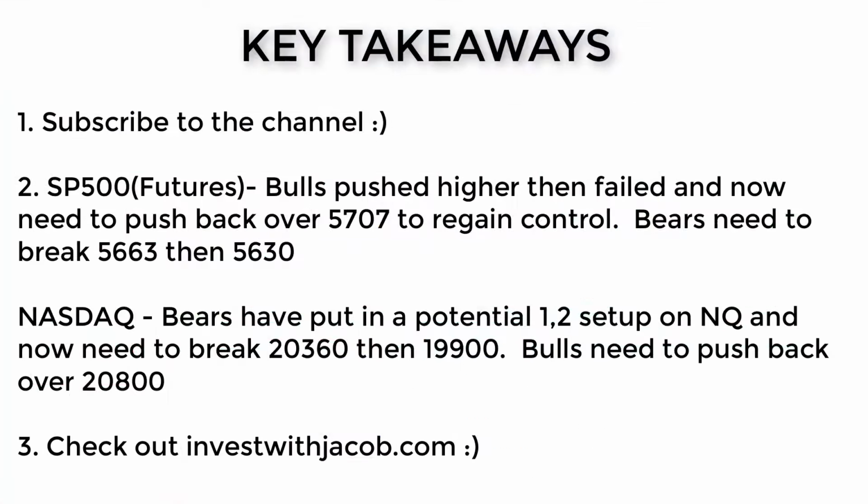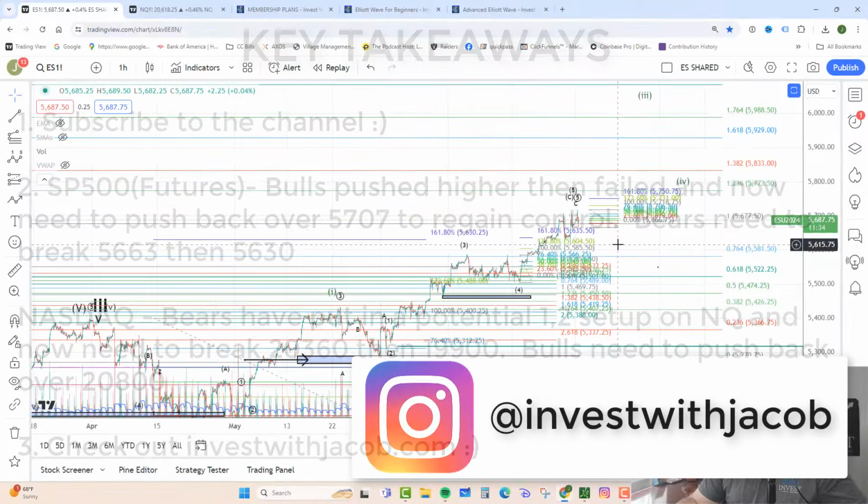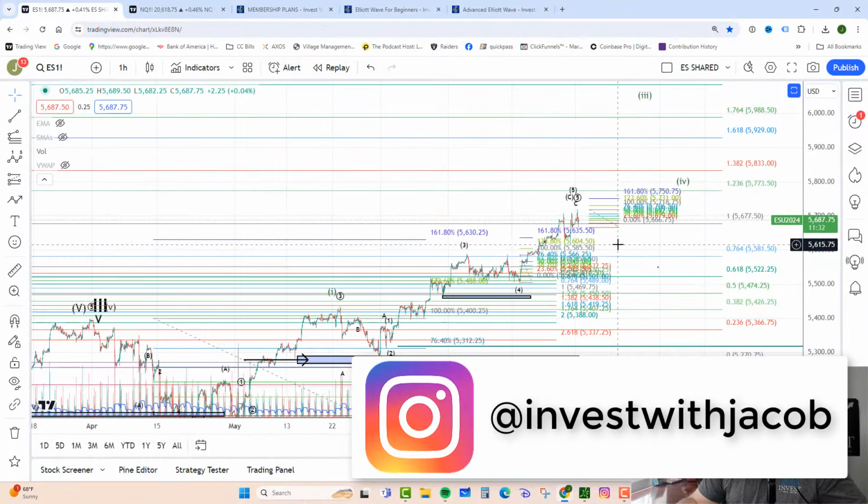Key takeaways for today. The market made a high and pulled back. We have two key levels to watch. The 5707 area is our first key level, and the low here at 56.63, and then 56.30 is really the big key level to the downside to watch. If they break through that, we should see some acceleration to the downside.